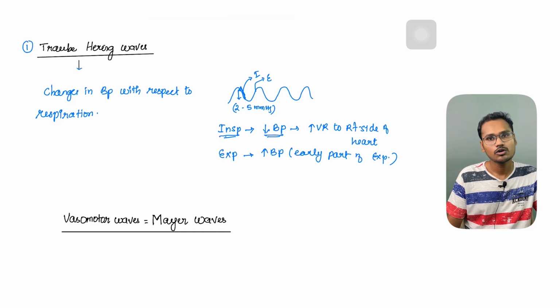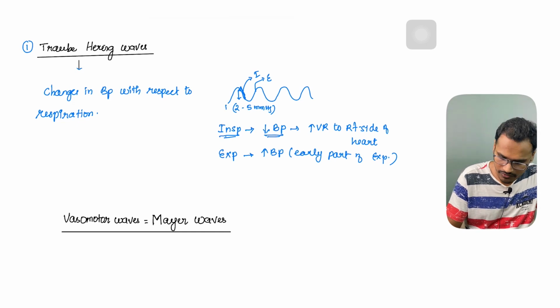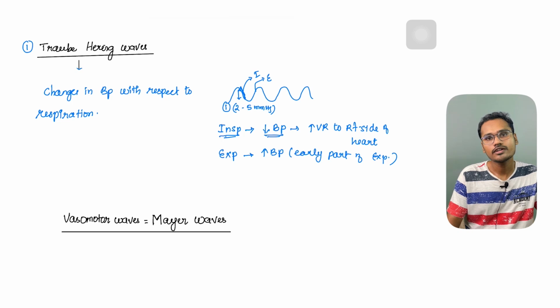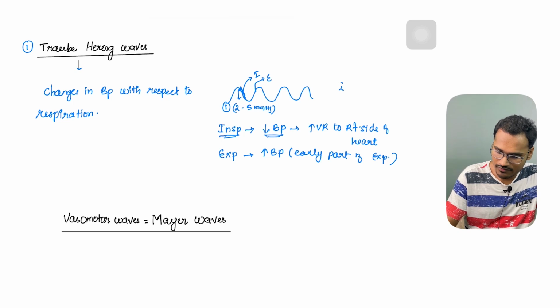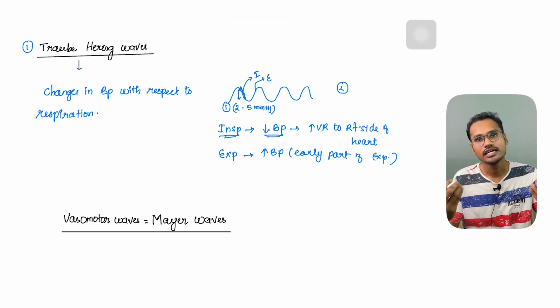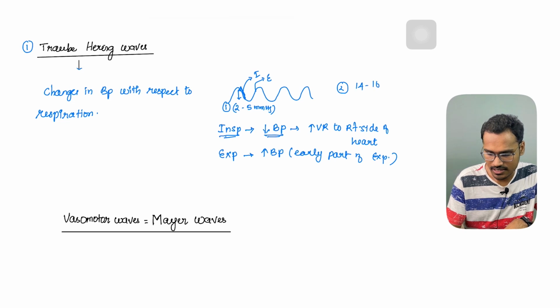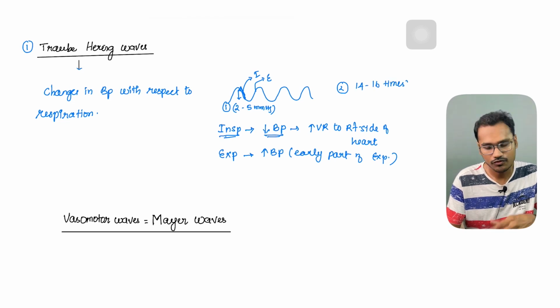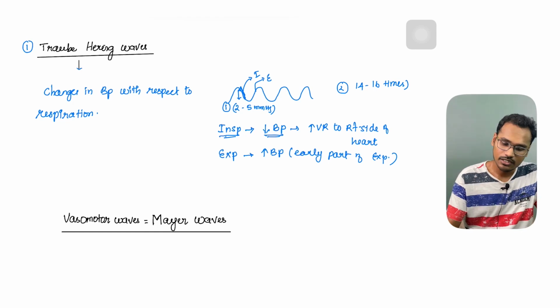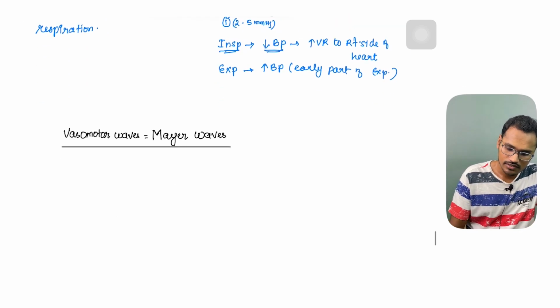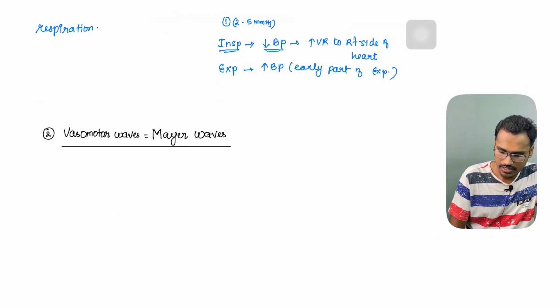How will you identify a Traube-Hering wave? The fluctuation is going to be very low, and the number of times the fluctuation happens will be similar to the respiratory cycles. In a normal human being, the respiratory cycle is around 14 to 16 times, so this also will happen around 14 to 16 times. Then coming to the next set of waves, which is called the vasomotor wave or Mayer wave.